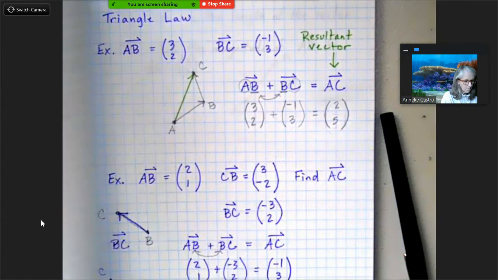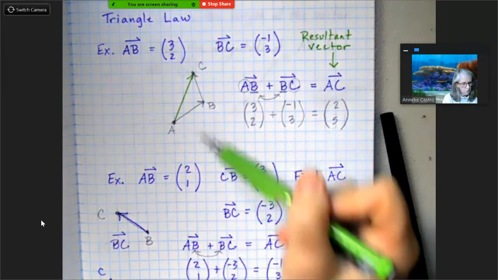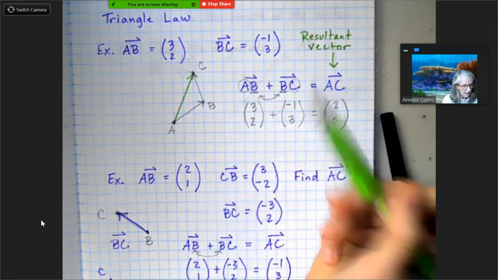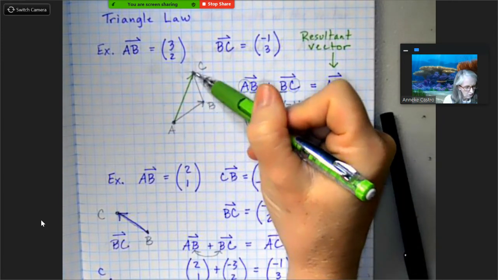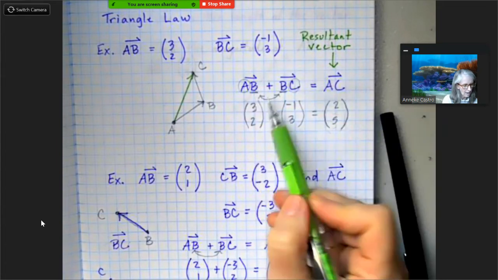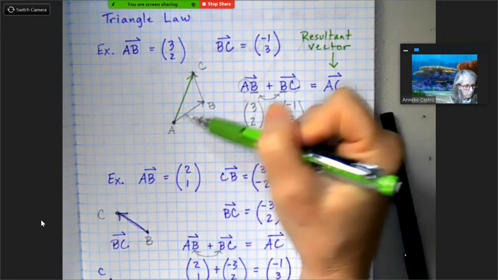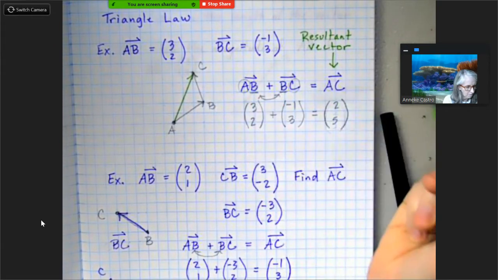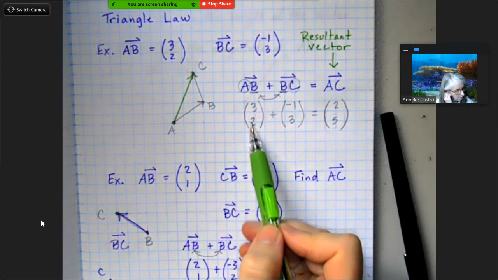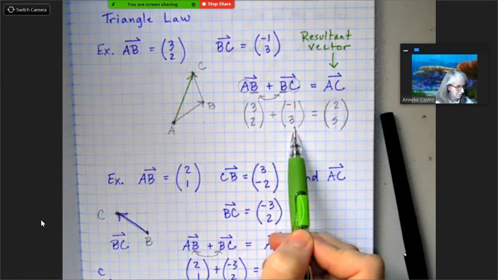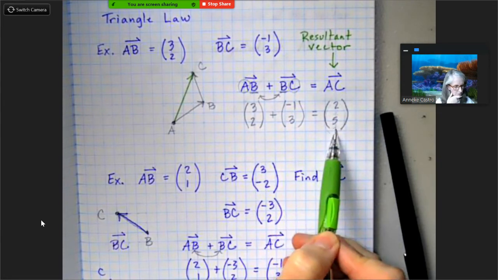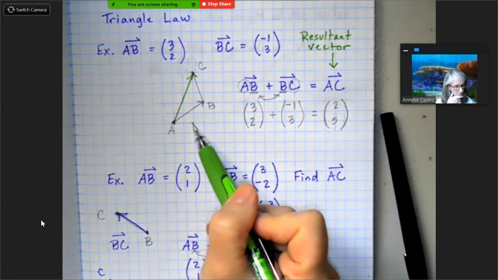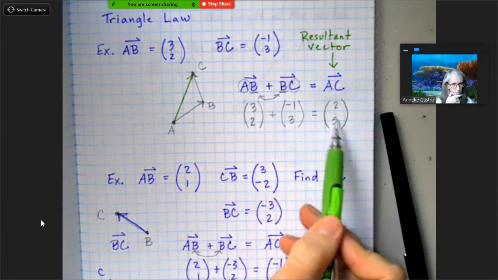All right, we also talked about the triangle law. If you have two vectors, say AB, which is 3, 2, and BC, negative 1, 3, and you add them together, you end up getting the result going from A straight to C. So if you add two vectors together, you get what's called the resultant vector, which takes you directly from the starting point to the ending point. And we can do that by just adding the components. So the component of AB plus the component of BC gives me my resultant vector of 2, 5. So you can see going straight from A to C, I have to go to the right 2 and up 5. There's my resultant vector.